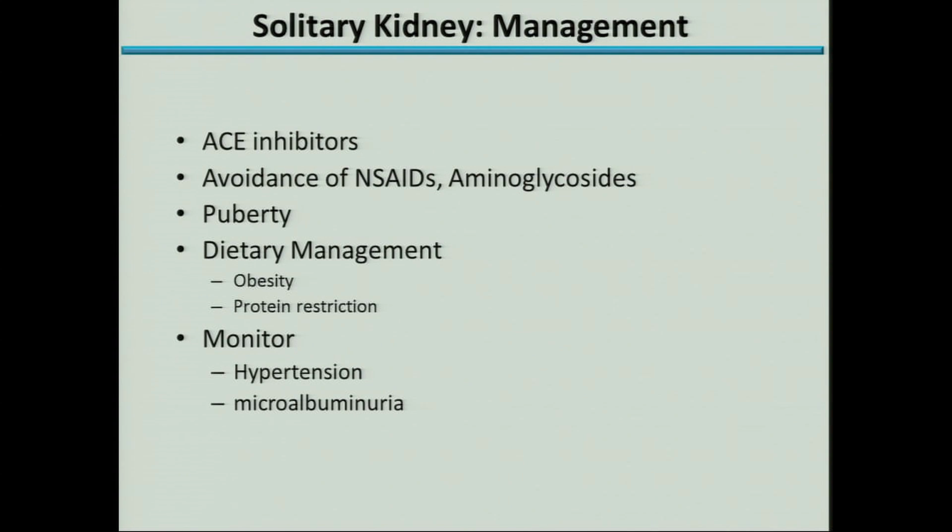So the management of solitary kidneys includes some things which seem obvious: avoidance of NSAIDs, aminoglycosides, and any nephrotoxic medications. You can use ACE inhibitors, which can decrease the amount of proteinuria, since proteinuria is associated with a rapid or increasing decline in renal function. These patients need to be watched a little bit more carefully during their pubertal growth spurt. Dietary management with avoidance of obesity and protein restriction, since this can put an undue stress on the kidney. And definitely long-term monitoring for hypertension and microalbuminuria.